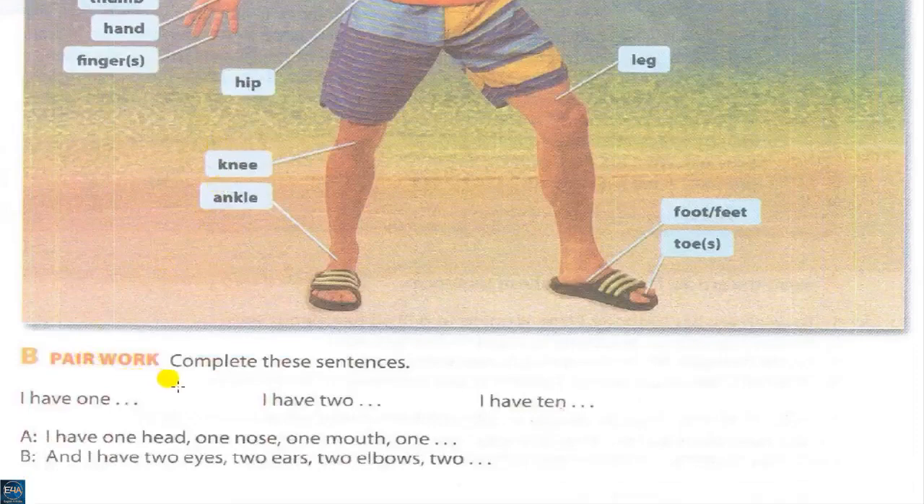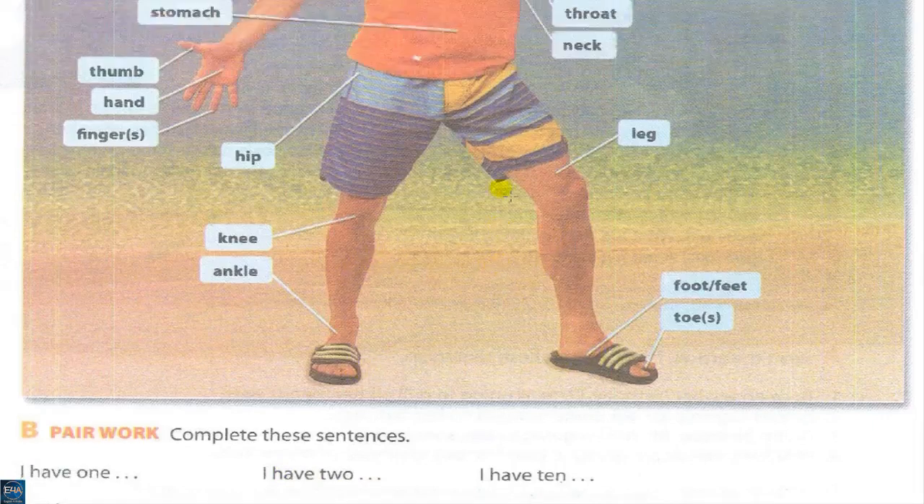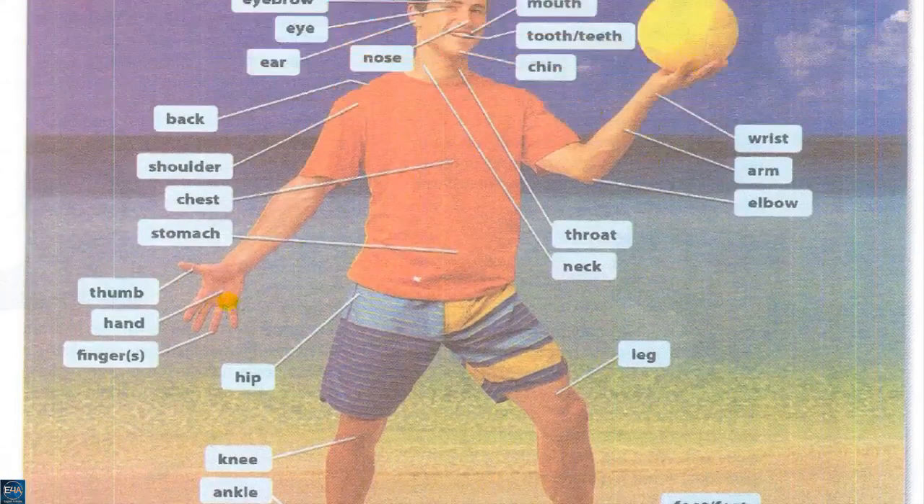B. Pair work. Complete the sentences. I have one. I have two. I have 10. In this exercise, you're going to make a sentence. I have one head. I have one nose. I have one mouth. I have two eyes. Two ears. Two elbows. I have 2 feet. I have 2 legs. I have 2 hands.